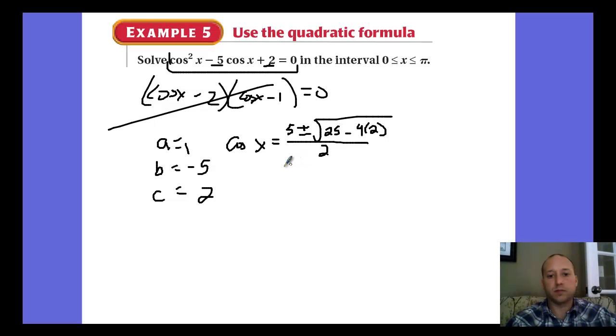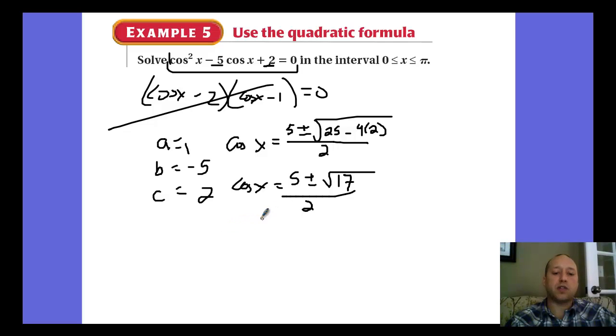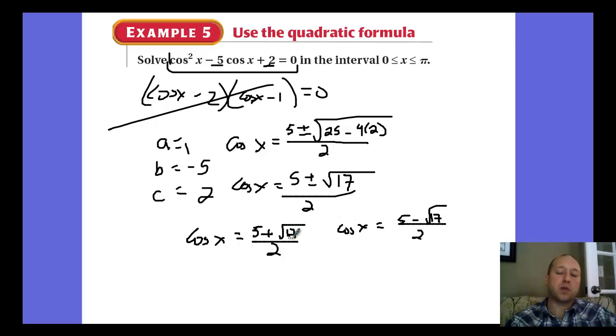Yeah. That is awesome. So cosine x would equal 5 plus or minus the square root of 25 minus 8, 17, all over 2. And then we have two options here. We have cosine of x equals 5 plus the square root of 17 over 2, or we have it equal to 5 minus the square root of 17 over 2. Now, square root of 17, that's going to be between 4 and 5, closer to 4. We have to have this be between -1 and 1.